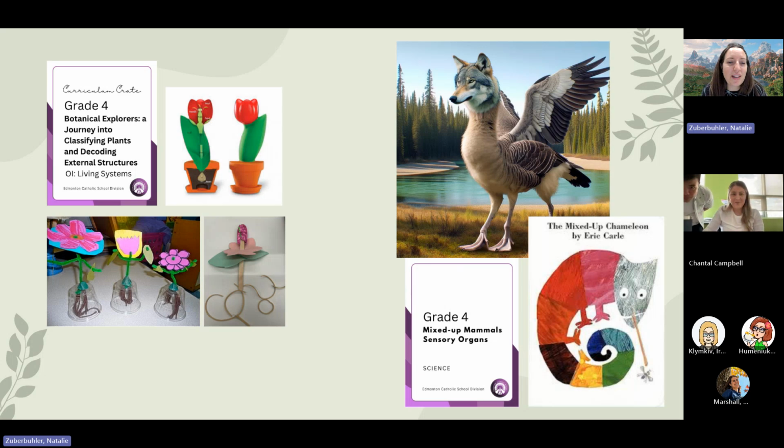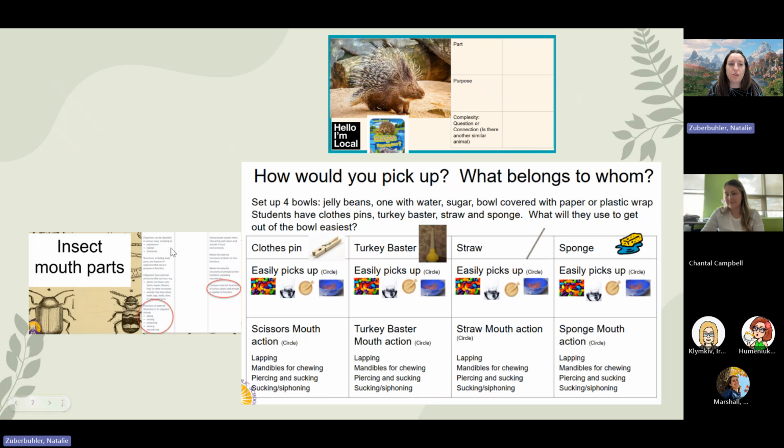And that's a really cool one that was made by Copilot recently at a school. And so you'll see in that mixed up mammal sensory organs, a lot of choice boards in there to meet the needs of all of our students.